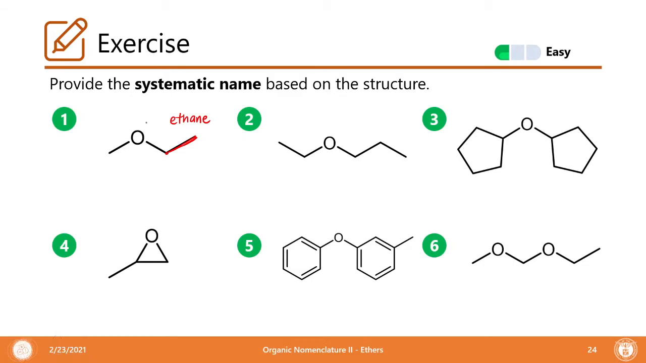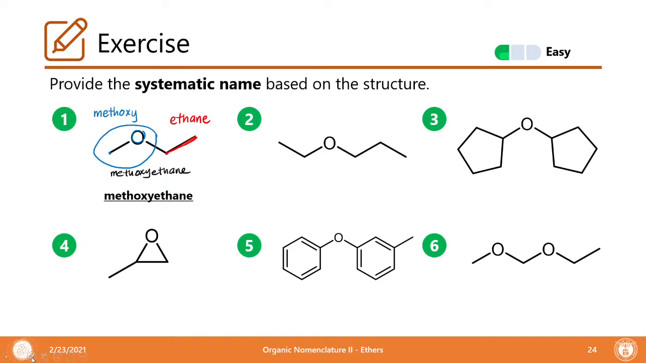And then we look at the substituent ether. We have here a methyl group, so we use meth, and then we add the oxygen connection, oxy. So when we construct the name, methoxy ethane. Okay, methoxyethane.